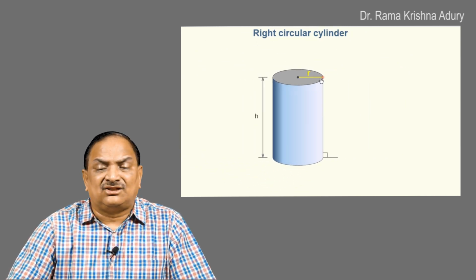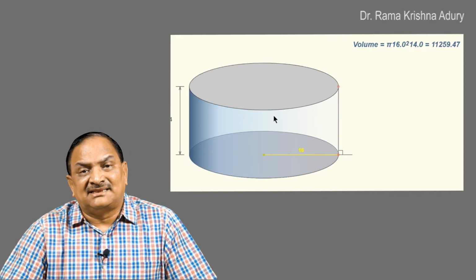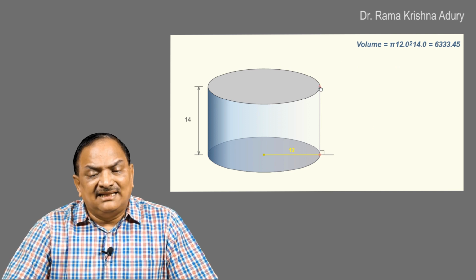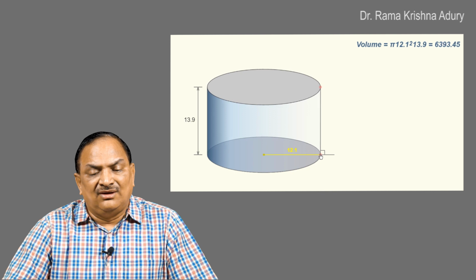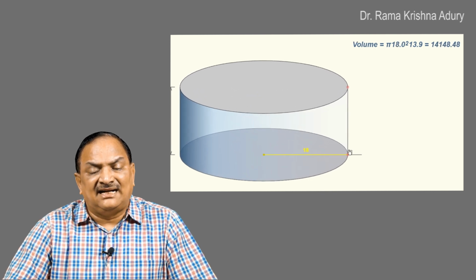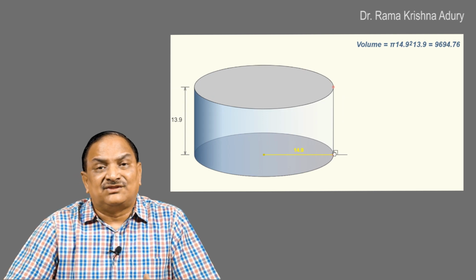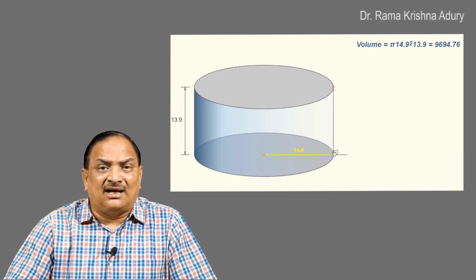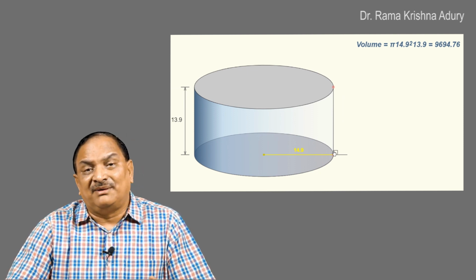Now let us talk about the properties of this cylinder, starting with the volume of a cylinder. The formula is pi r square h. If you double the radius, say it's 12 now, the volume becomes 4 times pi r square h. If r becomes 2r, the volume becomes 4 times pi r square h.